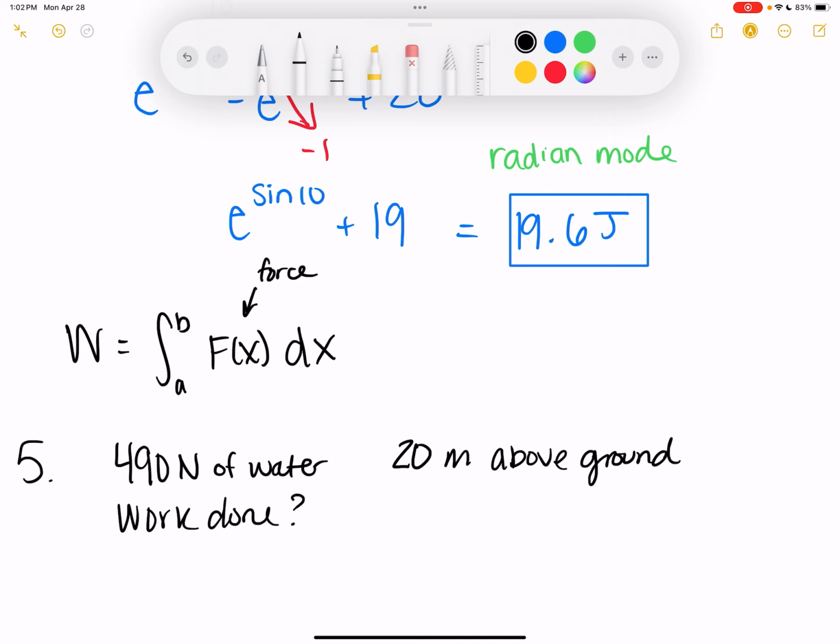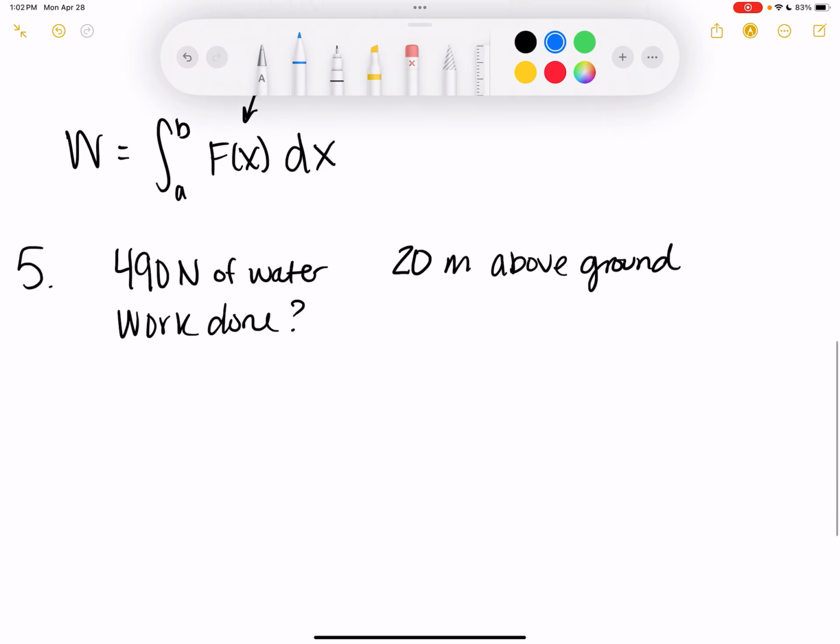In the example problem, they had given us a formula for force, and it was 70, which was the newtons of water, and then it was a 20 meter lift, so it was times 20 minus x over 20.